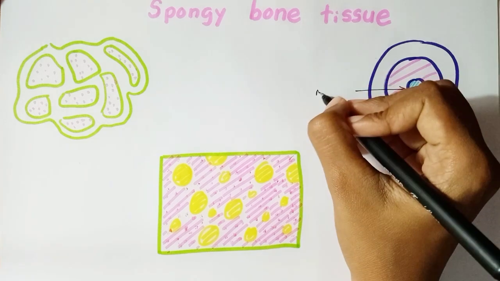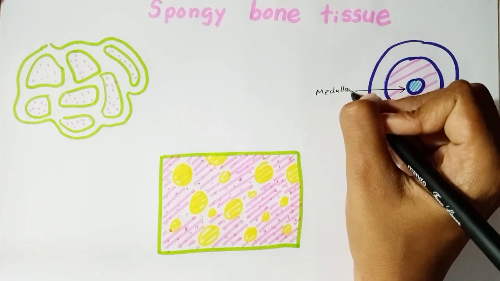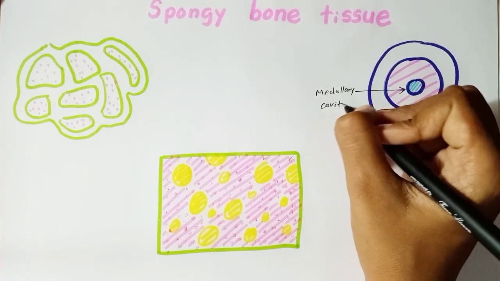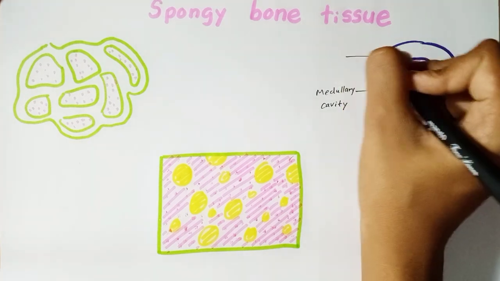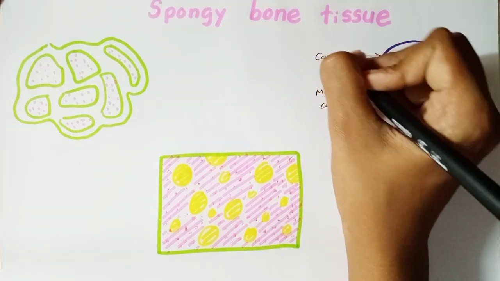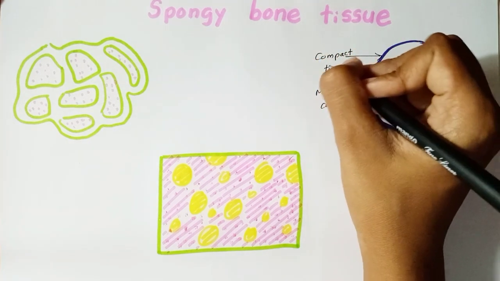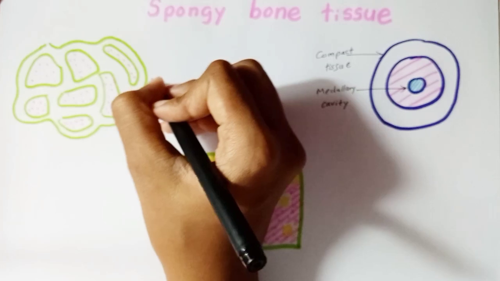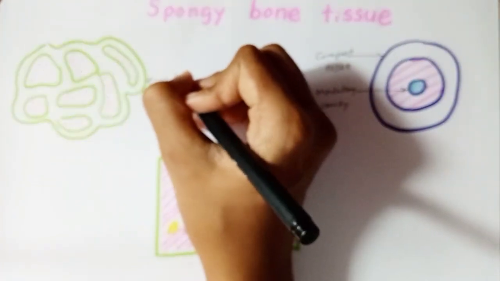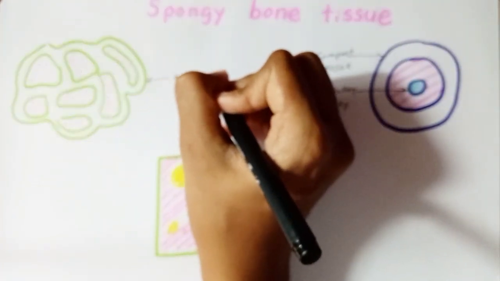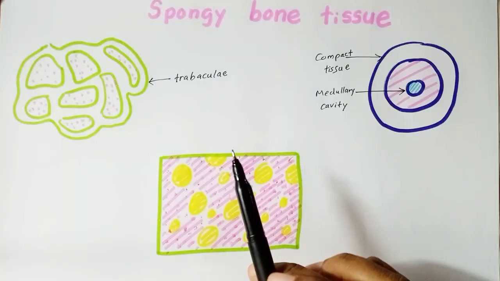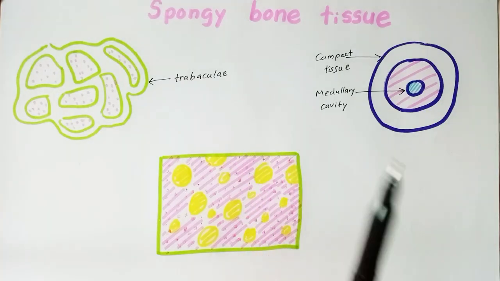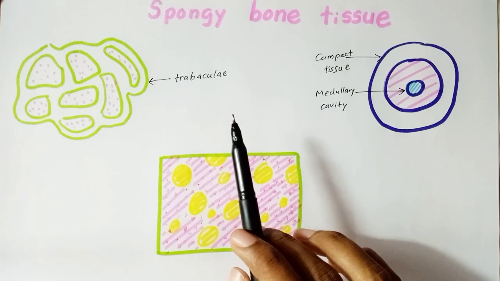So this is medullary cavity and this is compact tissue. Spongy bone is between these two. Spongy bone consists of a structure called trabeculae. It is an interconnecting network of fine irregular plates.